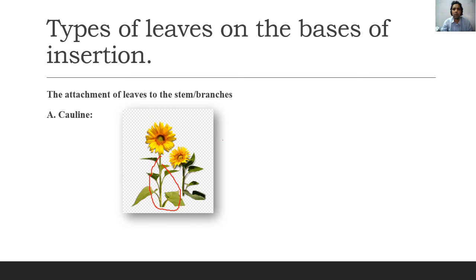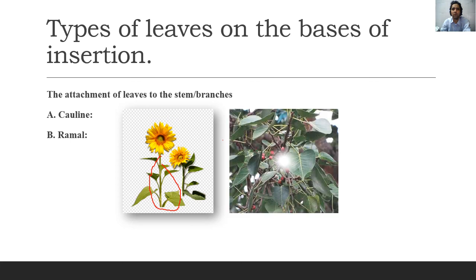Next is ramal. In this case, leaves are present on branches. This is Ficus religiosa, peepal. In this case, many leaves are attached to different branches. Here you can see this is called ramal.